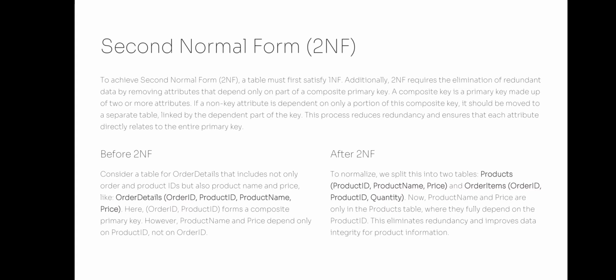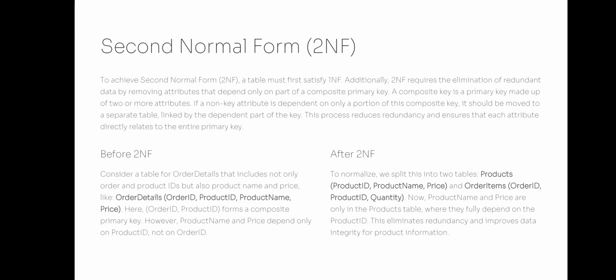If a non-key attribute is dependent on only a portion of the composite key, it should be moved to a separate table linked by the dependent part of the key. This process reduces redundancy and ensures that each attribute directly relates to the entire primary key.